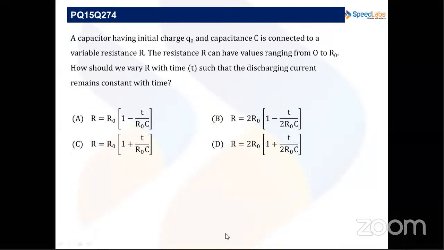The next question is: a capacitor having initial charge Q naught and capacitance C is connected to a variable resistor R. The resistance R can have values ranging from 0 to R naught. How should we vary R with time such that the discharging current remains constant with time?